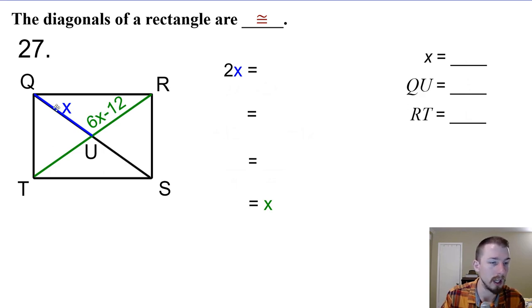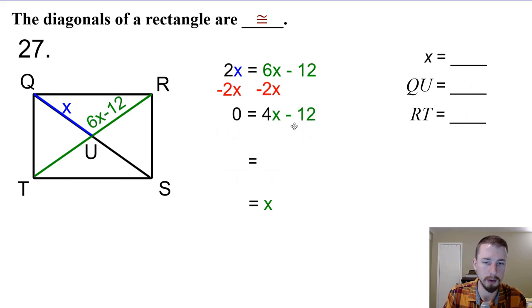So we can either double the small one or cut the big one in half and then set them equal to each other. Well, I'm just going to double the small one, so I get 2x is equal to 6x minus 12. Then I can subtract 2x from both sides. I get 0 is equal to 4x minus 12. Then I add 12 to both sides and get 12 is equal to 4x. Divide both sides by 4, almost done, and x is going to be equal to 3. So that will be our first answer.